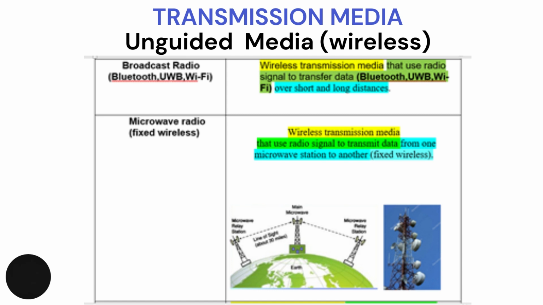Okay, and then you have to mention the distance, because actually the differences between all these unguided media are about the distance. So it covers short and long distances. For broadcast radio, some of it might be short. For example, Bluetooth is only short distance, right? And then Wi-Fi is longer distance than Bluetooth, right? Also ultra wideband is long distance.